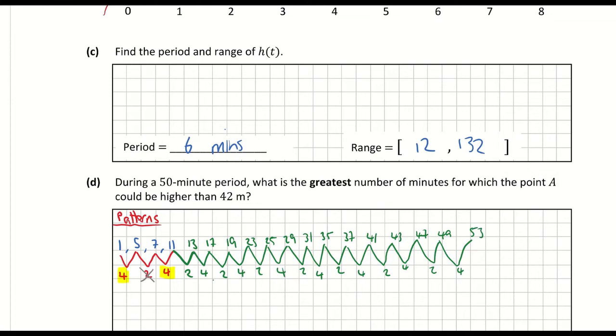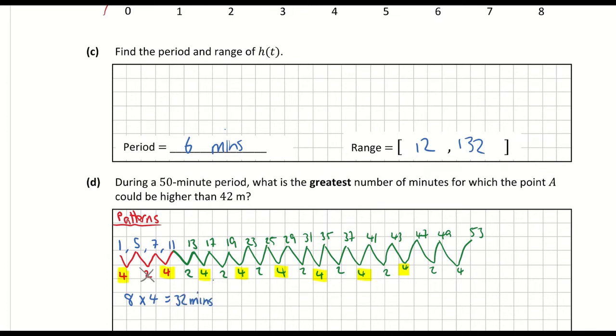Okay, so highlighting the 4s because these are the ones which are above 42 meters. So let's just highlight these ones for a second. So here I have 1, 2, 3, 4, 5, 6, 7, 8 4s highlighted. So I'm just going to go 8 by 4, which is 32 minutes.